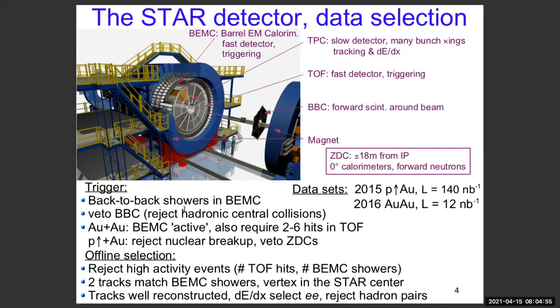So the trigger in all of this data requires back-to-back showers in the electromagnetic calorimeter. We veto on these beam counters, which rejects hadronic collisions where the nuclei break up. And then we also require some other signals from fast detectors just to reduce noise and because of high rates. Offline, we reject high activity events in the central detector. We require 2 tracks back-to-back matching the showers in the electromagnetic calorimeter. And then we just select tracks that are well reconstructed. We select electron pairs through dE/dx, and we reject hadron pairs.